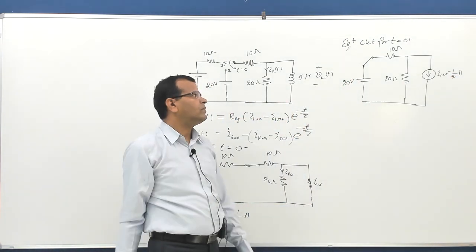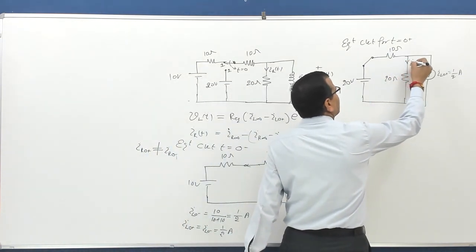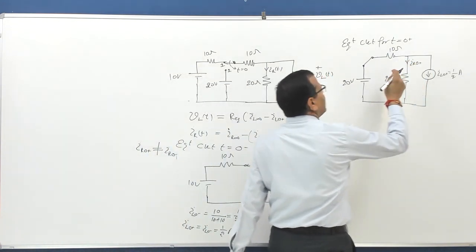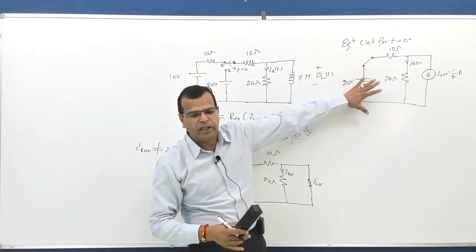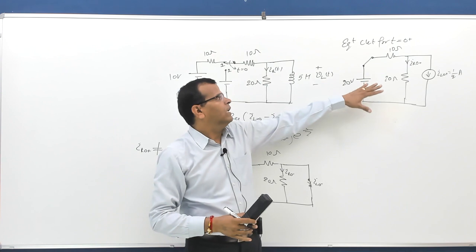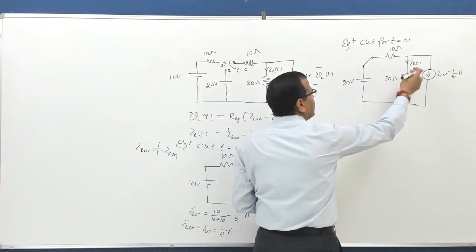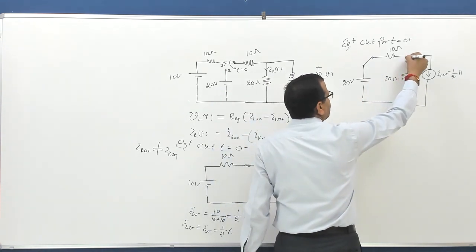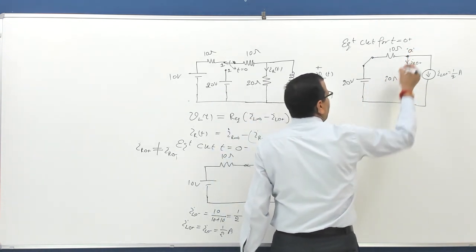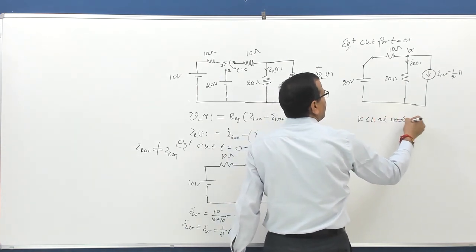Now I have to find current through the resistance, and now current through this resistance will be IR 0 plus, because this equivalent circuit is for t equal to 0 plus. And see from this, if you have to calculate current through this, there is a simple procedure. Say this is a node A, so I will apply KCL at node A.